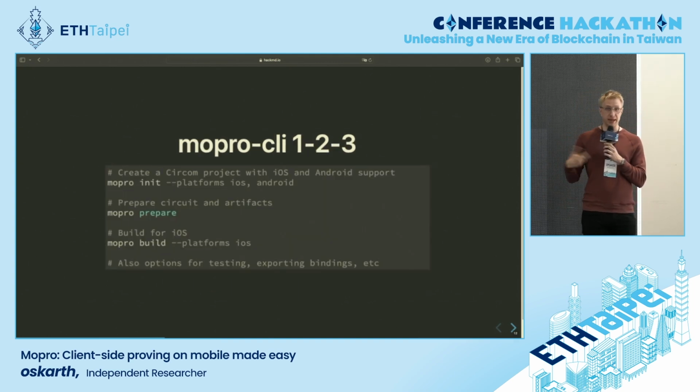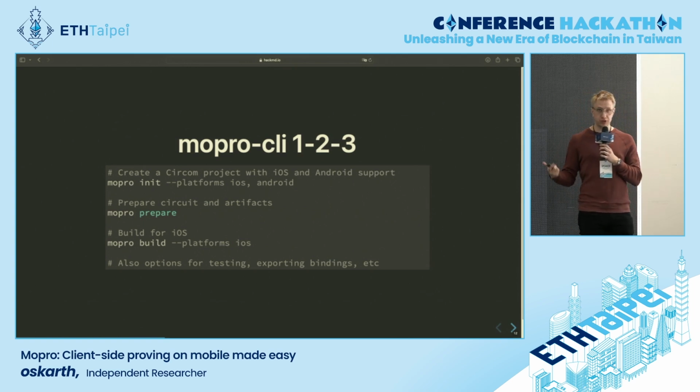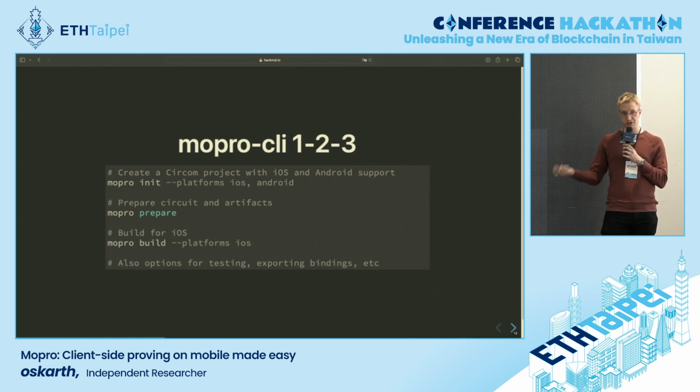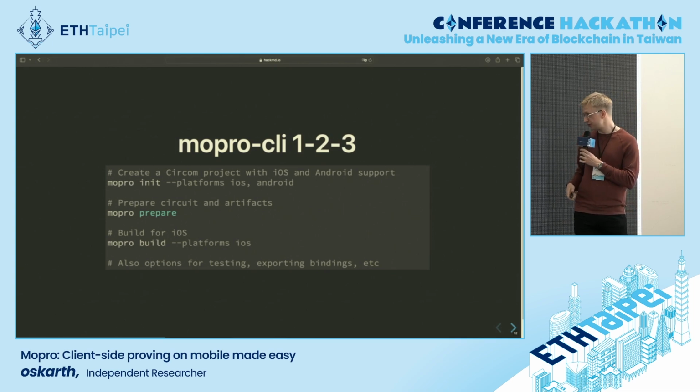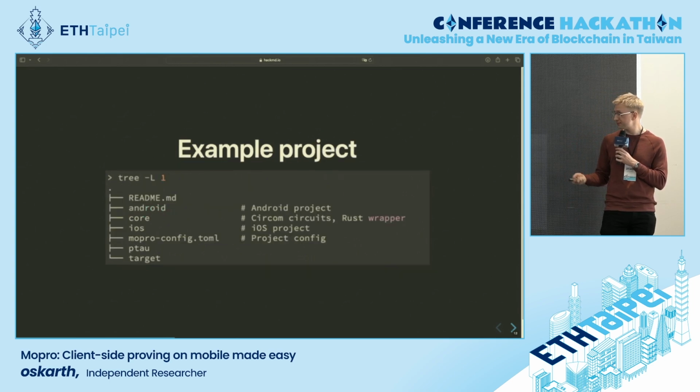This is basically the main interface point, a command line interface we've been working on recently. You choose the platforms that you want, and then you initialize your project. Then you prepare the circuits, for example Circom circuits, and create artifacts around that. And then you can build on iOS and other platforms. You can also do things like testing and exporting bindings and so on. So the idea is that you can get started as a developer in just 5 minutes and a few commands.